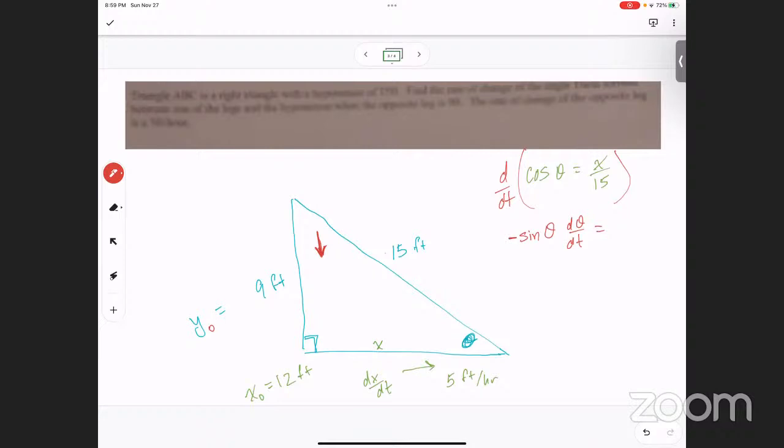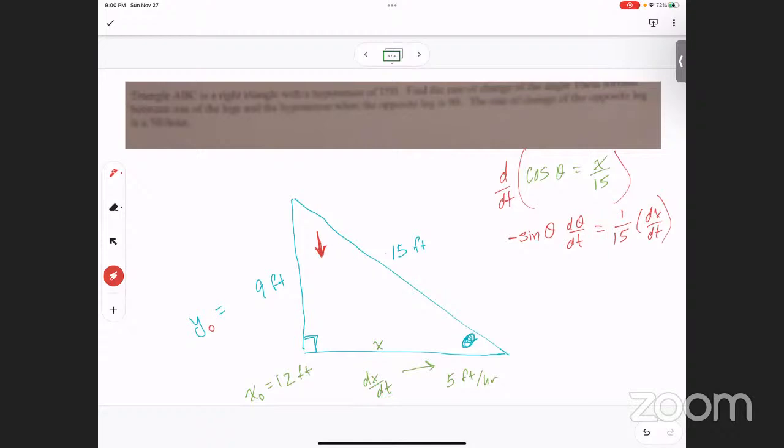It would be 1/15th, and the derivative of x is just 1/15th, right? But then it's dx dt. Oh, why aren't they both dx dt then? Because I have 3 variables that I'm working with. It's called implicit differentiation. So I'm taking the derivative of these 2 values with respect to a third value, which is time.